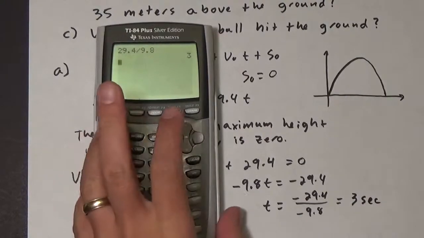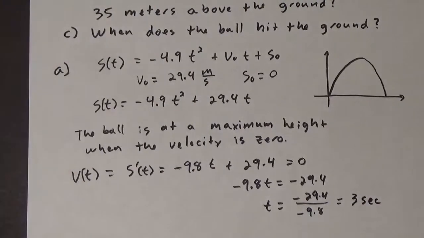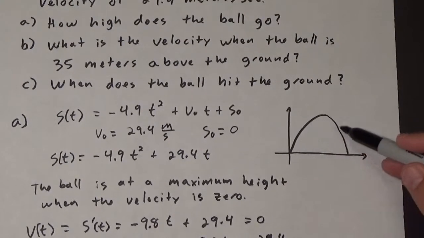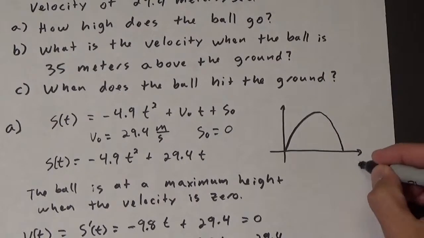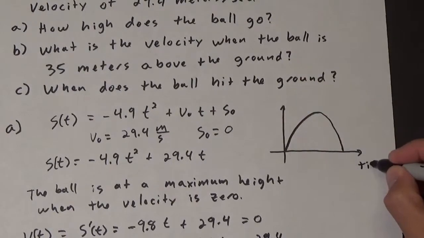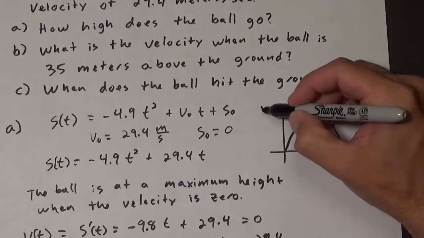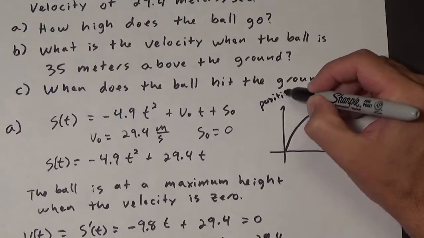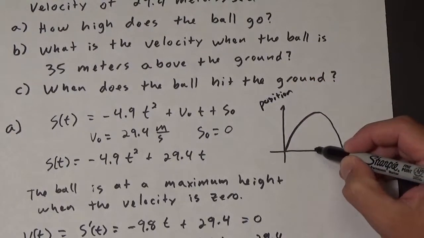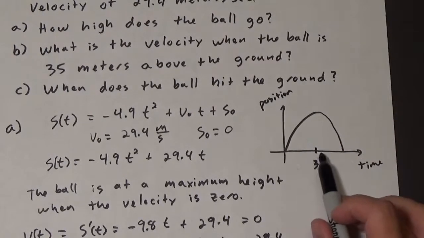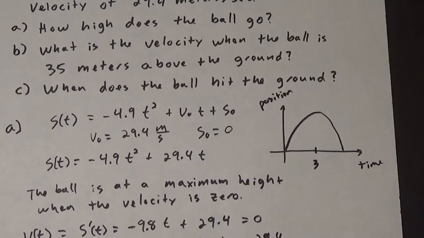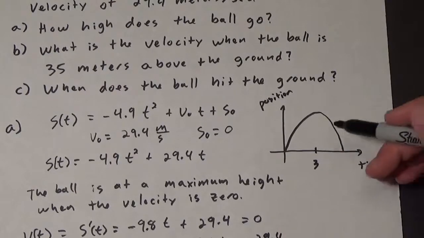Alright, so what does that 3 seconds mean? Well, going back to our little sketch of our parabola, this axis is time, and this is position. So the 3 seconds is this. That's when it gets to its maximum height. However, we actually need its maximum height.